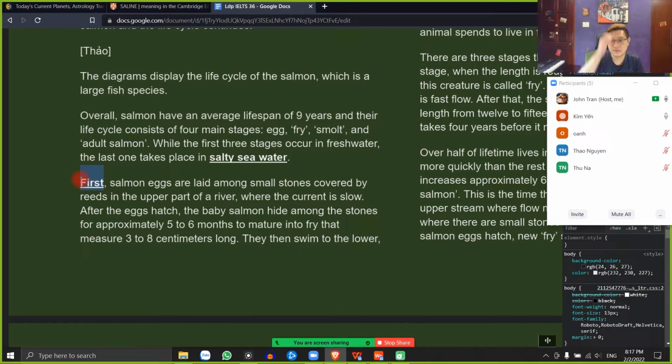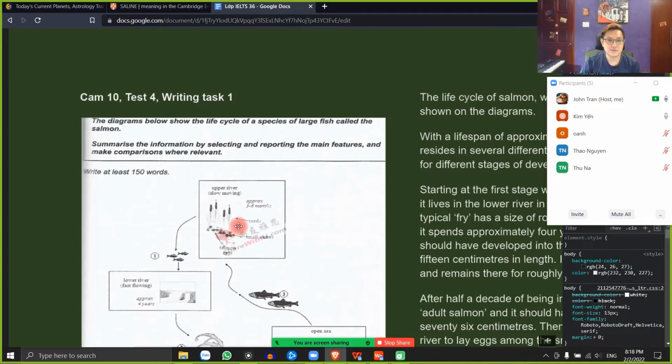Cẩn thận nha, mất cái này bị trừ điểm á. Remember. Salmon eggs are laid among small stain. Because it's a cycle, you can mention it from this part. You can start it from here, no problem.